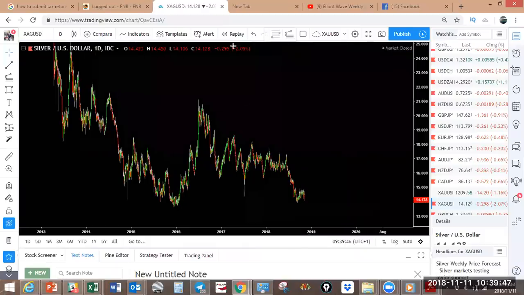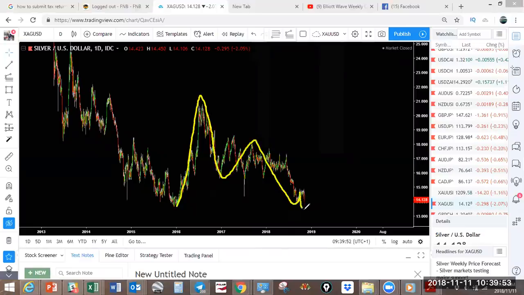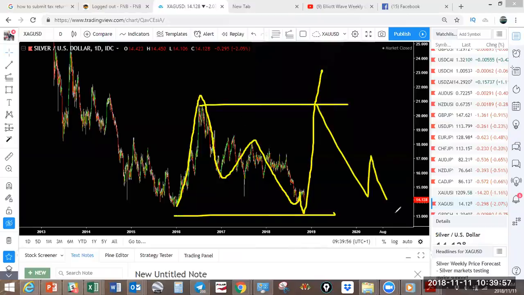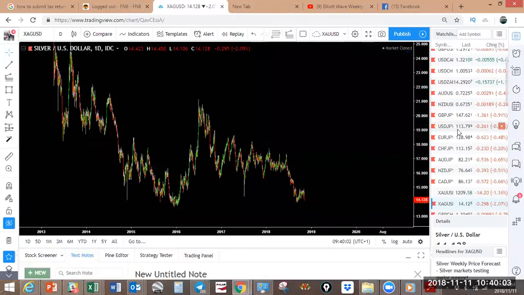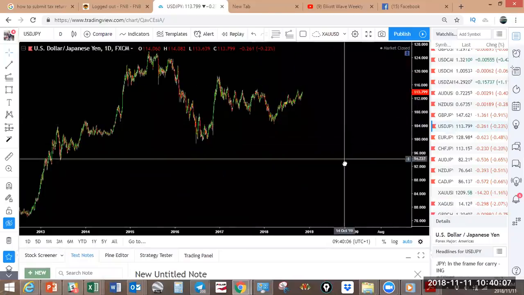I'm giving you a long-term forecast now. Impulse, corrective structure, and we're looking for this one to bounce here and give us this impulse. So that's what we're going to be looking out for. Before any bounce on silver and gold, we want one more down. Now we need to look at US dollar JPY, because US dollar JPY and gold are inversely correlated.